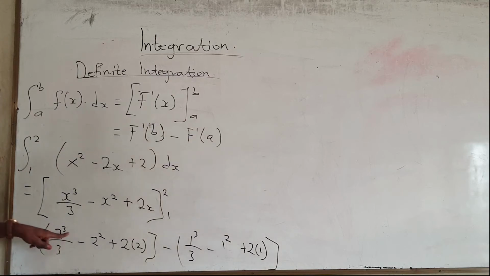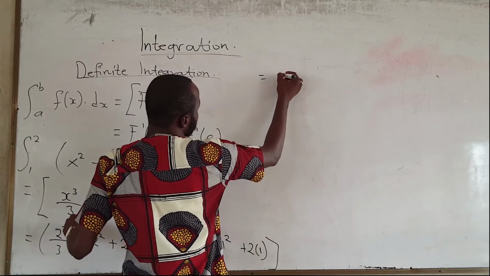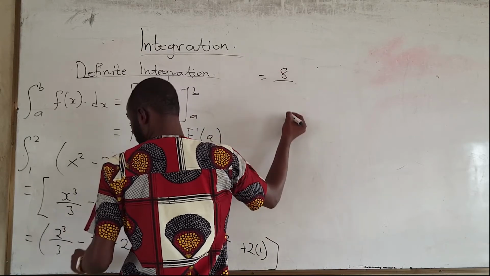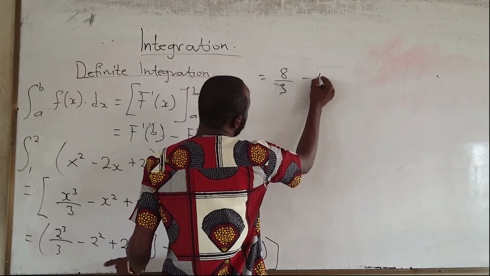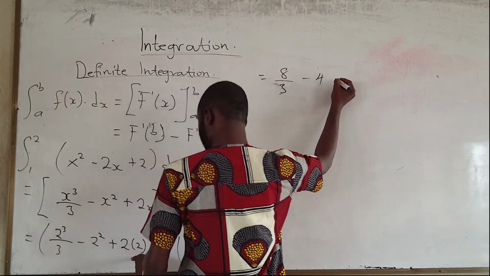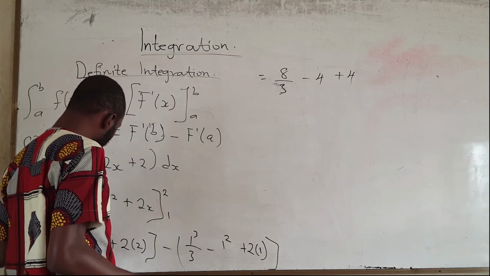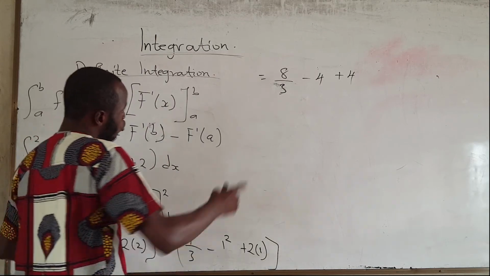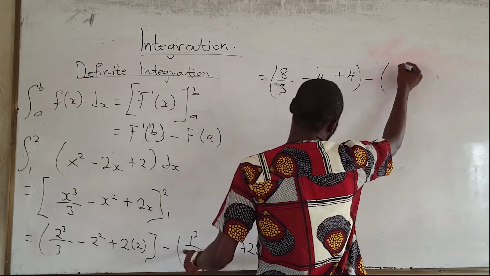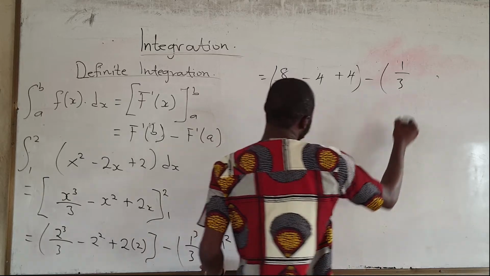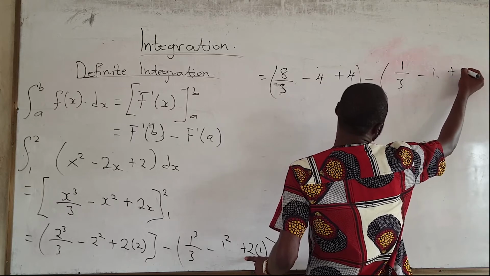Now 2 to the power 3 will give us 8. 2 to the power 3 will give us 8 over 3 here, minus 4, then plus 4 again, because here 2 to the power 2 will give us 4, and then 2 times 2 will also give us what, 4. All right, you close this bracket, then you open another one with this one. So here 1 to the power 3 gives us 1 over 3 here, minus 1 here, then 2 times 1 will give us what, plus 2.